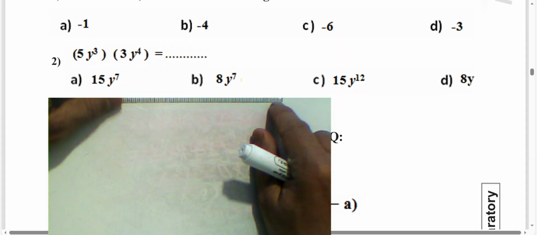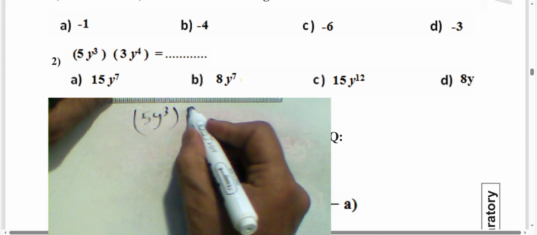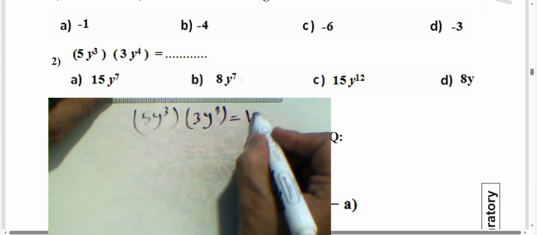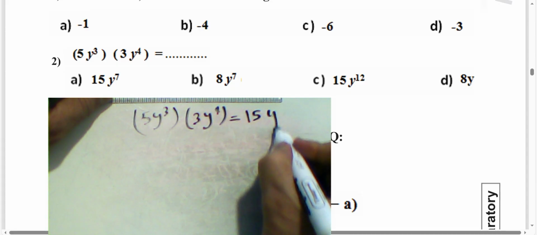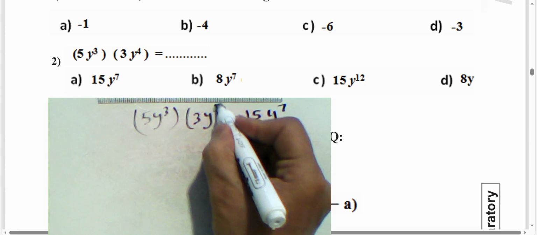Next question. 5y power 3 multiplied by 3y power 4. Then 3 times 5 is 15. y power 3 times y power 4 is y power 7. We can add the two powers here: 4 plus 3 equals 7.